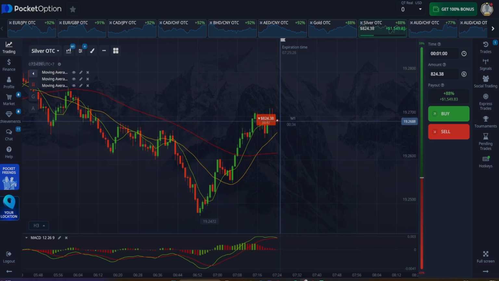When this kind of crossover happens, it often signals that the trend is weakening to the upside and shifting downward. The histogram also usually turns negative, adding further confirmation that price pressure is aligned with the sell direction. With this confirmation, the sell entry becomes highly valid and carries strong profit potential. Let's see how the price reacts.